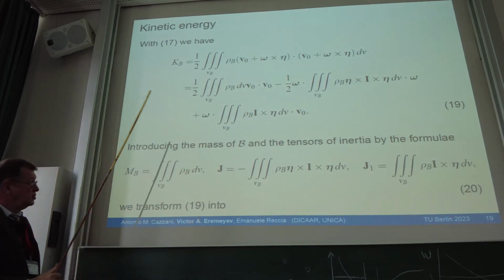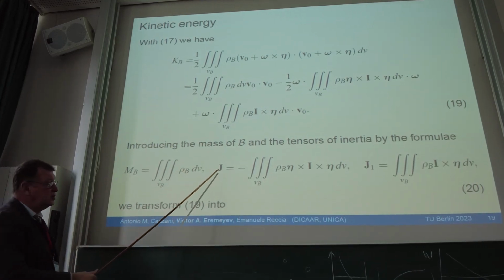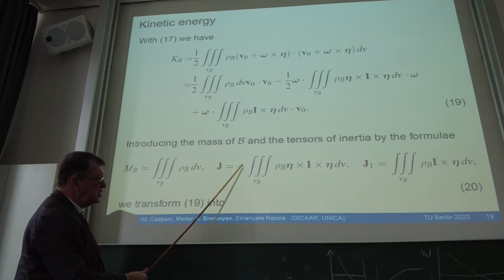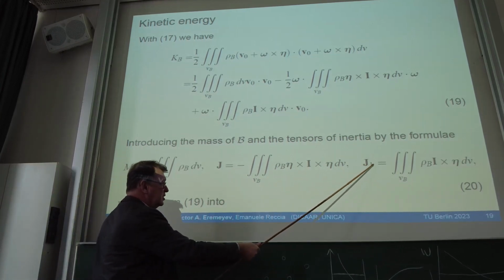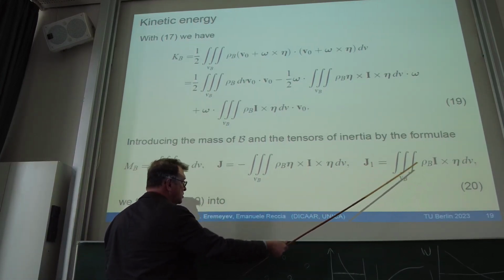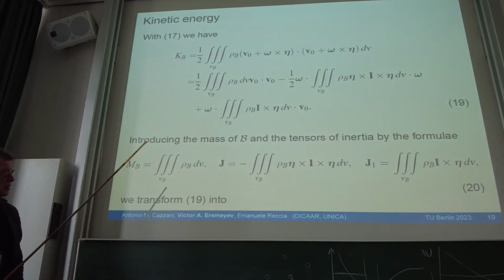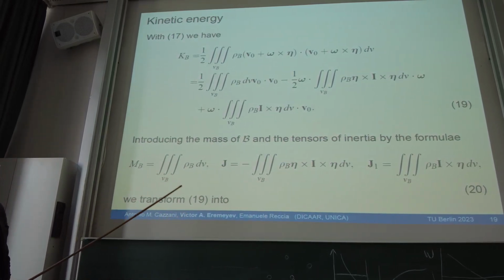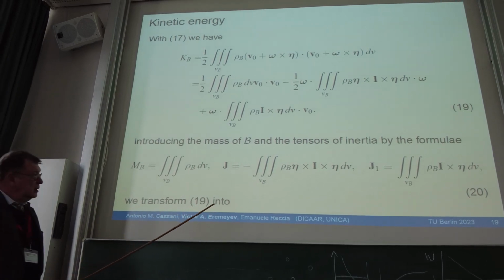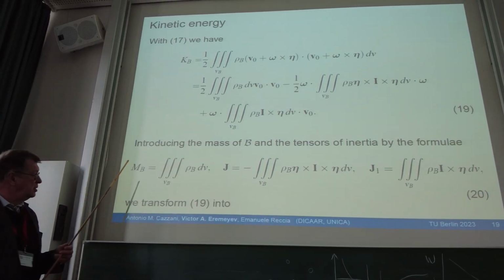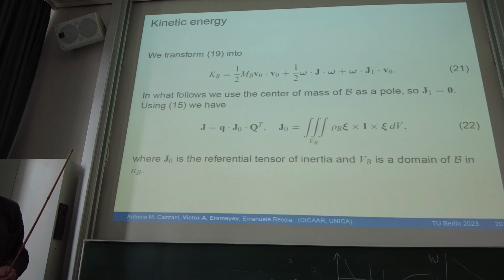We can introduce these coefficients, which are called inertia tensors, J, capital J1, and this tensor is skew-symmetric, the antisymmetric strain inertia tensor. And this one is symmetric, and this is just the mass.